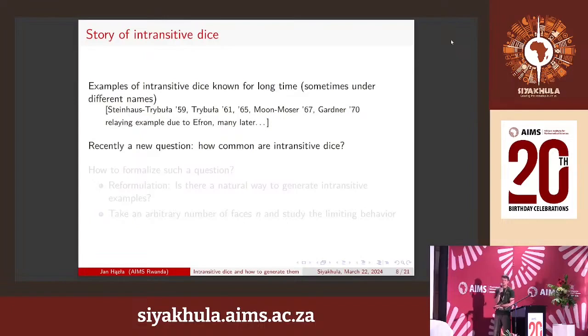And relatively recently, maybe in the last 10 years, there is a question: how common are these examples? Are these just some special examples that you have to really think hard to come up with, or maybe they are very common, maybe every time you take some dice they will be intransitive?